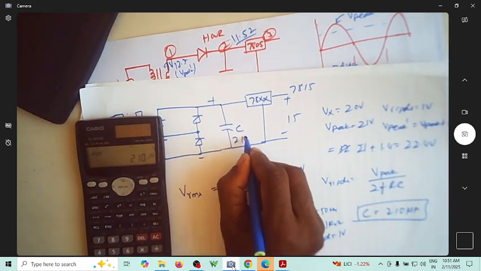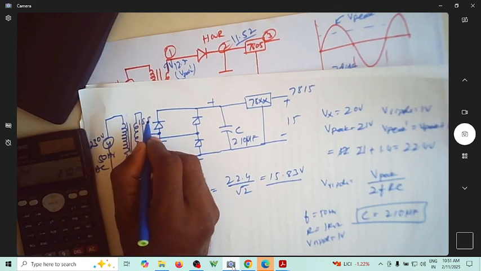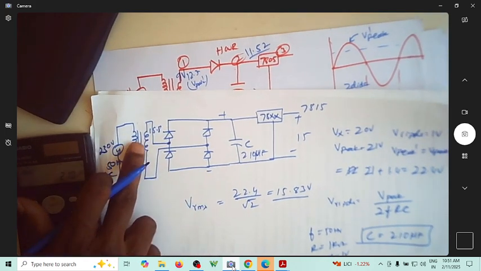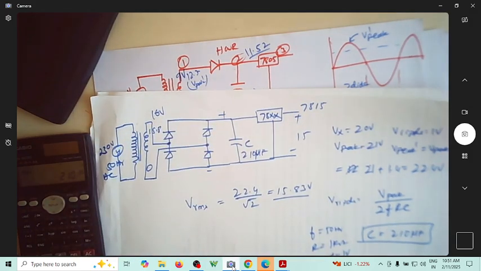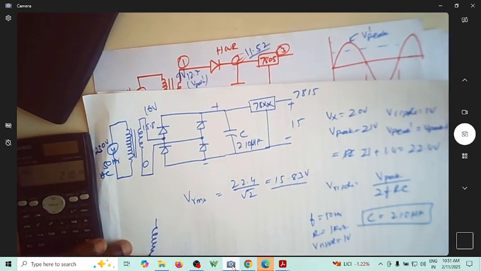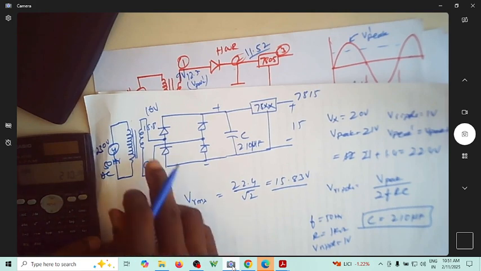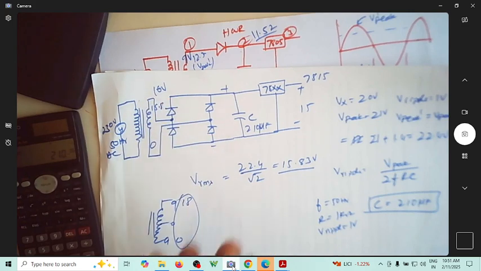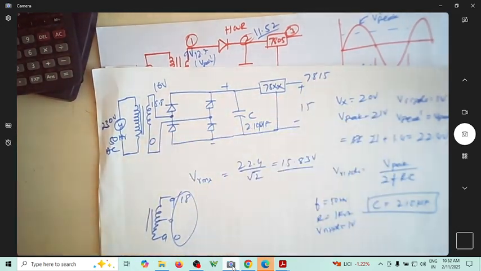If you use 210 microfarad and this is 15.8 volt RMS, you can see now there is no center tap required. A 0 to maybe 0 to 16 volt transformer will give this. Or if you are using 0-9-0-9, don't connect this 0. If it is in between, then this will be 0-18. So 0-18 will be comfortably suitable for this 0 to 16 rating. Fine. This is how you can use different rectifiers and different regulators to get a constant voltage.